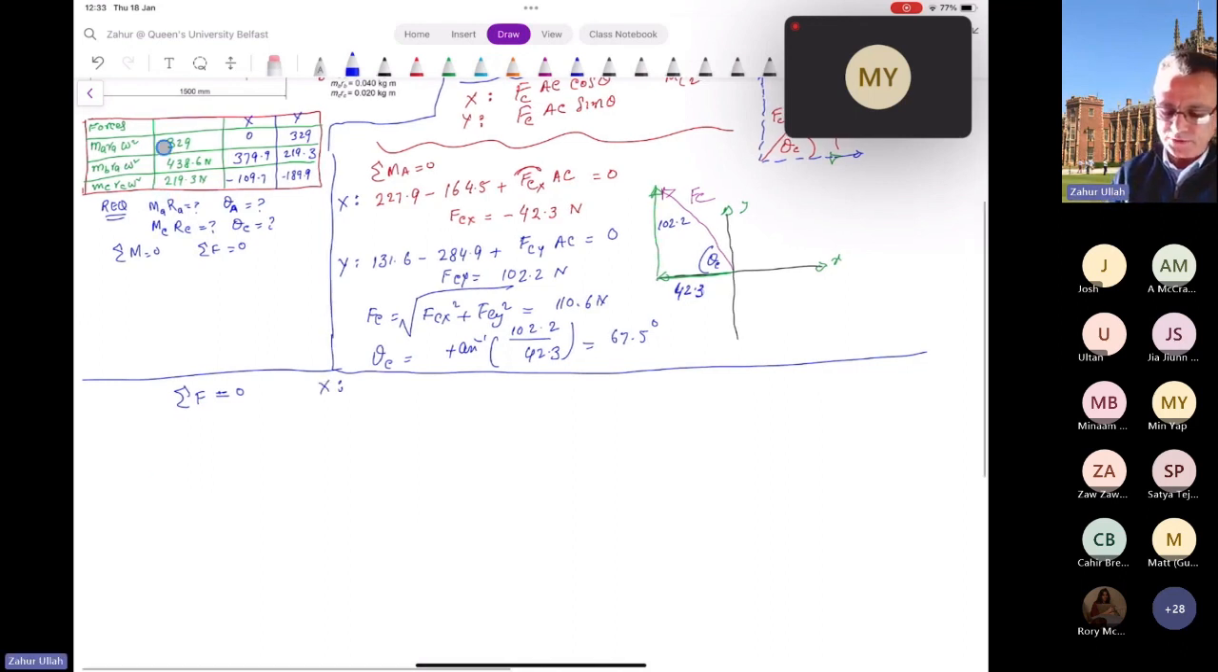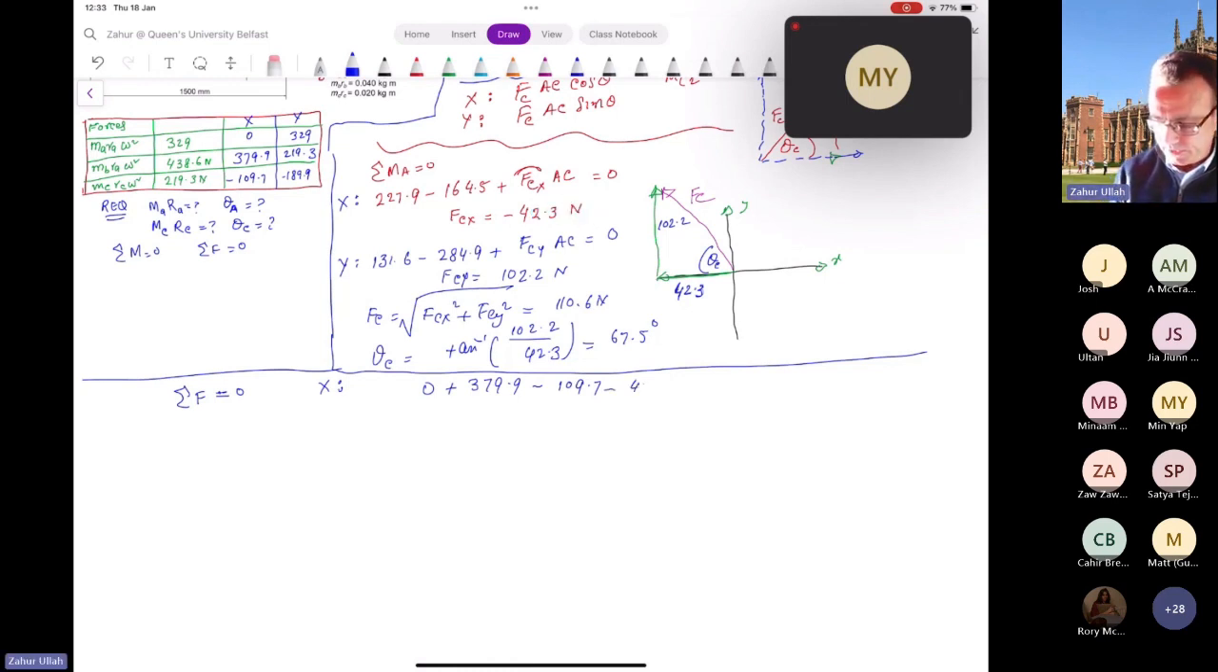In X direction, as you can see, you have all these forces. So you have 0, then you have plus 379.9, and then you have minus 109.7. But in addition to these three forces, we also have the force which is due to this additional mass at C, which is this force here. You will also need to add the X component of this force, which is minus 42.3.